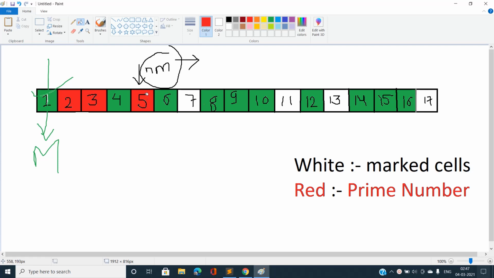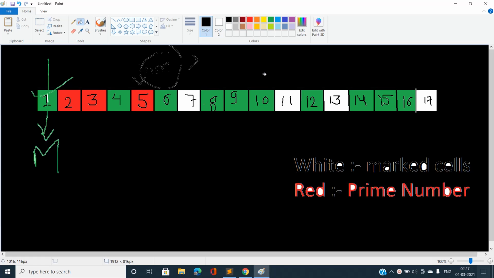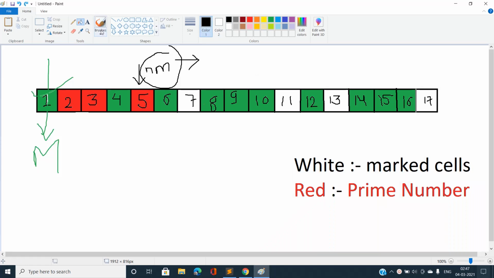So I'm going to pick up 5. And what are the proper multiples of 5? Simply the proper multiples of 5 would be 10 and 15. These are the proper multiples, so I'm going to mark all these as composite. These are already marked as composite, so no need to mark them again.